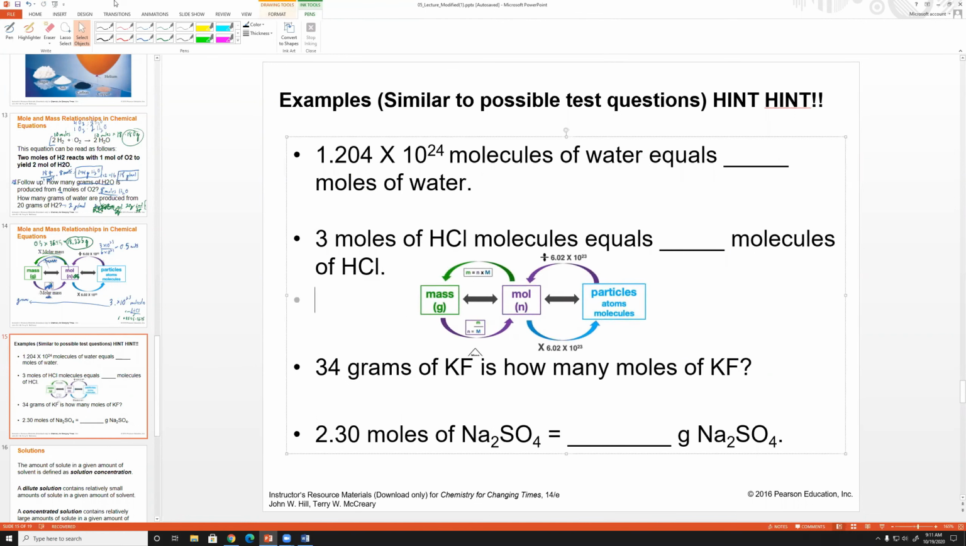Where it says m equals n times mm, don't worry about that formula for now. Just think, if you're going from moles to mass, you're multiplying by molar mass. If you're going from mass in grams to moles, you're dividing by mm, which is molar mass. Okay, I'll give you guys until 9:20. Give you guys a full 8 minutes.